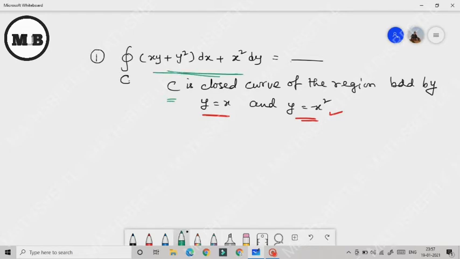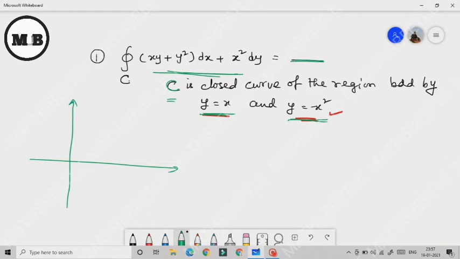What is the value of this line integral where C is the closed curve of the region bounded by these two curves, y equals x and y equals x square? First of all, you need to draw the diagram with the given information.